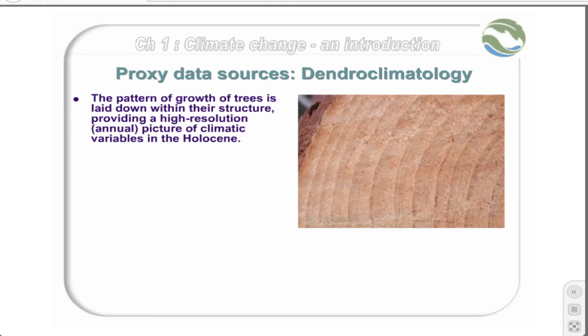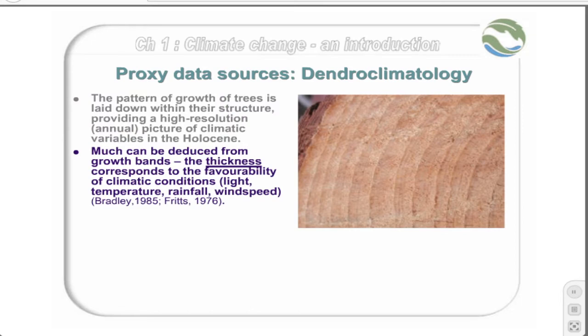The pattern of growth of trees is laid down within their structure, providing a high-resolution annual picture of climatic variables in the Holocene, which is the most recent geological time period. Much can be deduced from these growth bands. The thickness corresponds to the favorability of climatic conditions, such as light, temperature, and the rainfall and wind speed that the tree was subjected to.